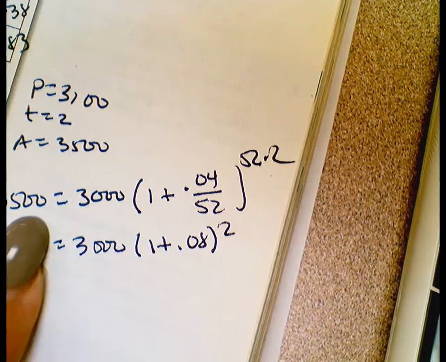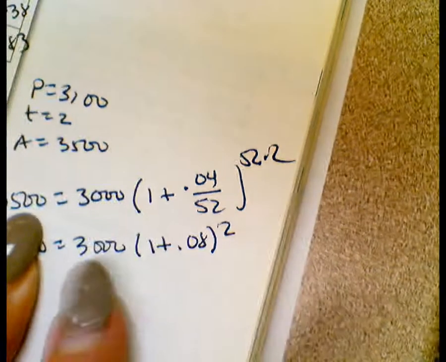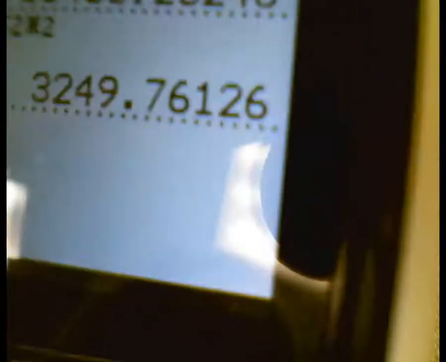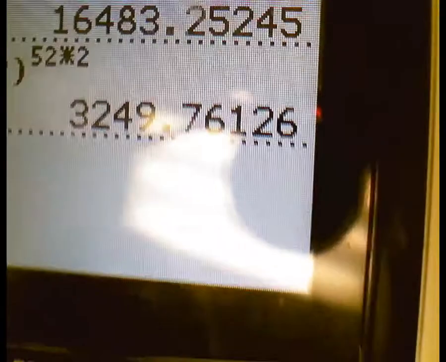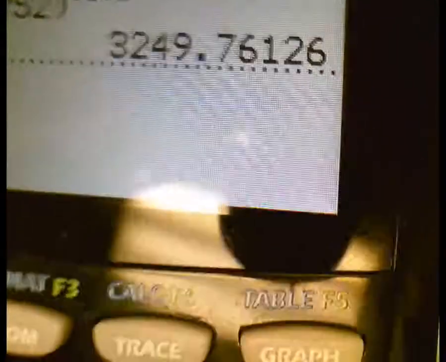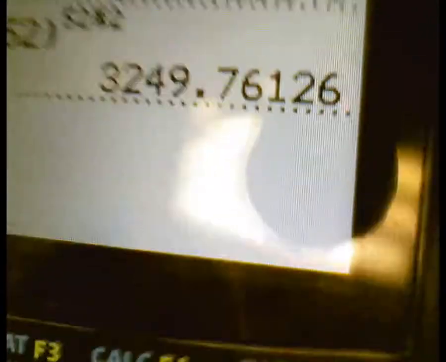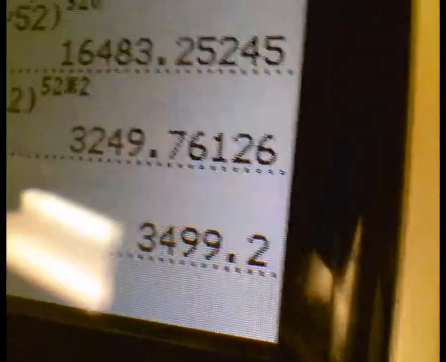Just type in the right-hand side. Just type in this and see if it equals 3,500. If it does, answer is D. So parentheses, 1.08 raised to the second. Ooh, I say that's it. 3,499. I don't think it's going to get any closer than that.